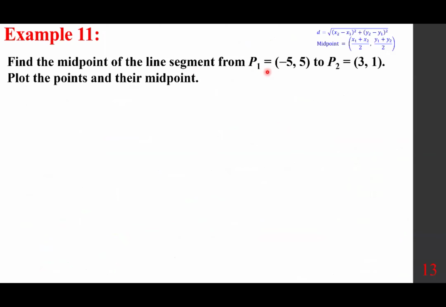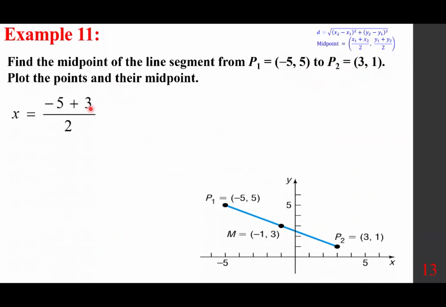Find the midpoint of the line segment P sub 1 having coordinates negative 5 and 5 to P sub 2 having coordinates 3, 1. Plot the points and their midpoints. And so the formula is very simple. Add up the x coordinates, minus 5 and 3, divided by 2. And we get negative 1. We add up their y coordinates, 5 and 1, we get 6, divided by 2 is 3. And the midpoint has coordinates negative 1, 3. We can plot P sub 1, P sub 2, P sub 3, put them all together.